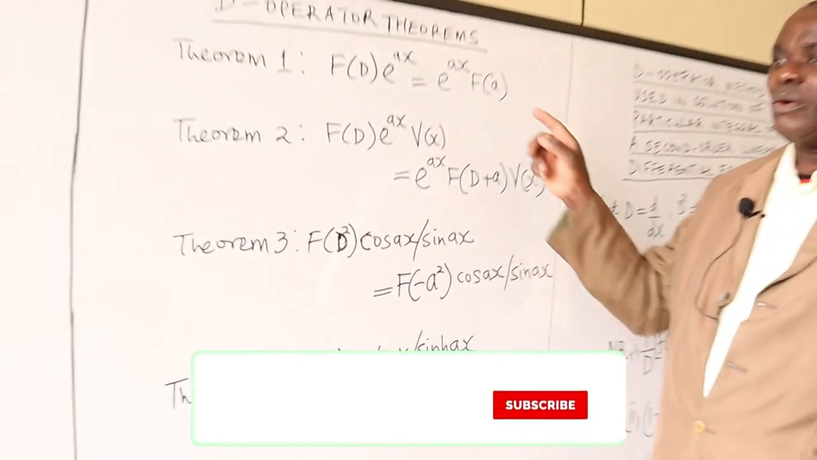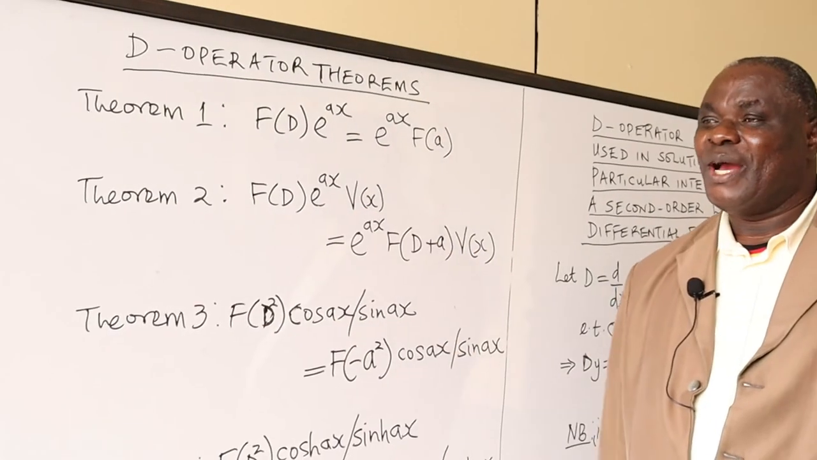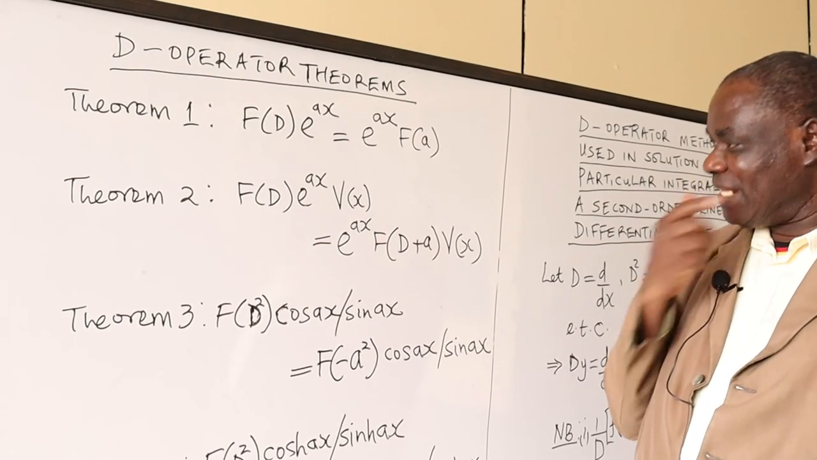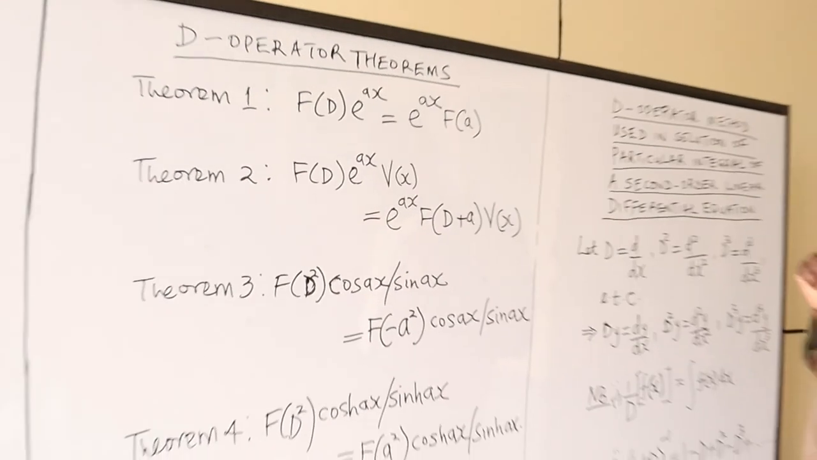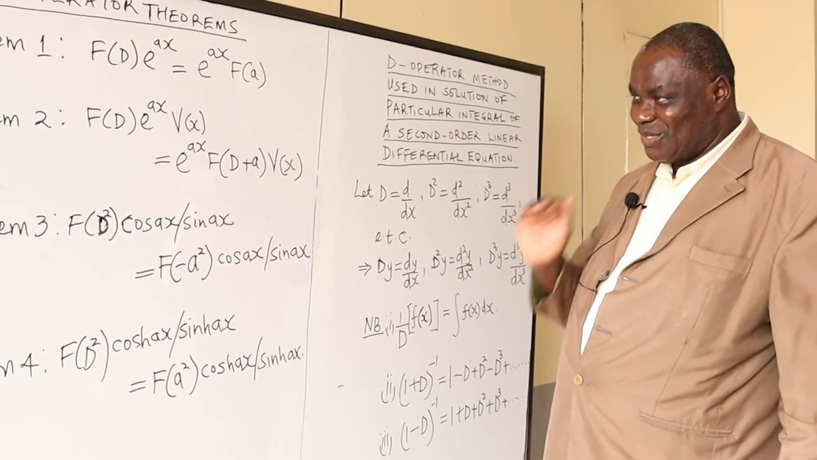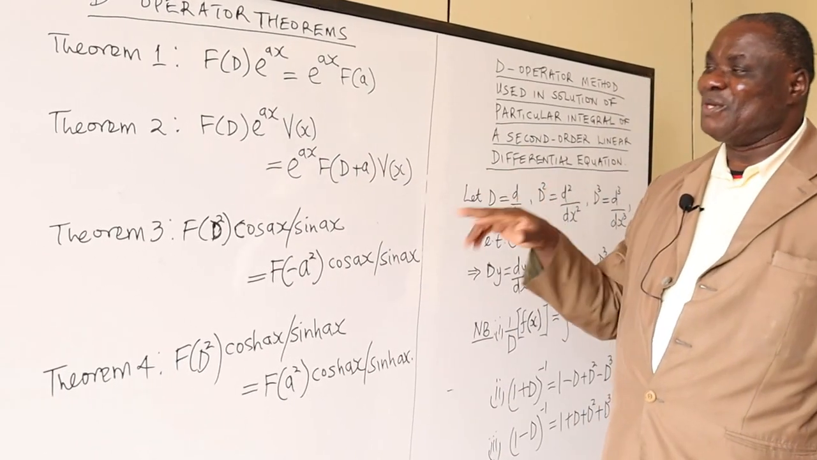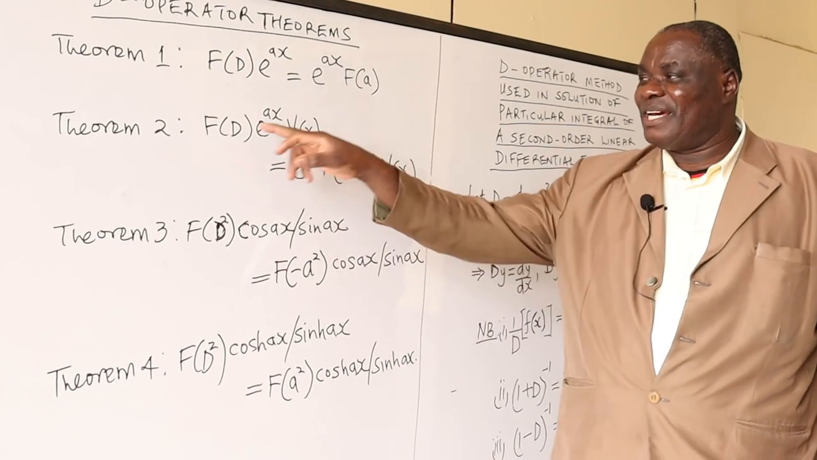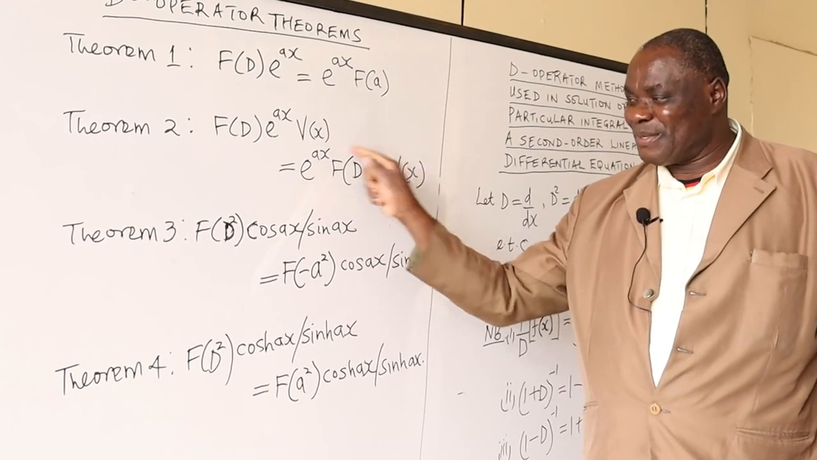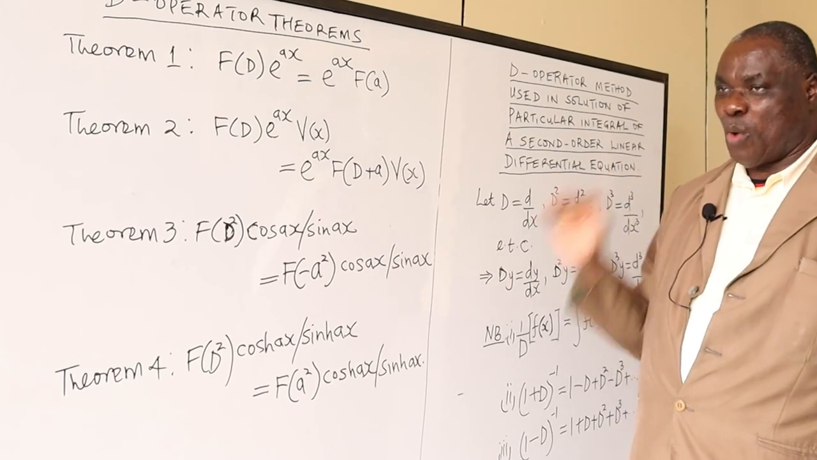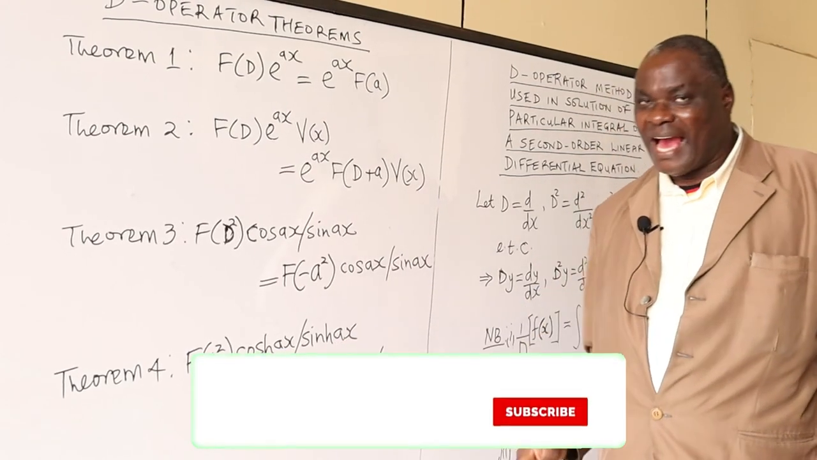Normally, when theorem 1 fails, we always check if theorem 2 can work. If theorem 1 fails, then theorem 2 must work. Always, if it is something involving an exponential, that is when theorem 1 fails, you use theorem 2. If an exponential is multiplying another function and the function of D is acting on it, then we use theorem 2. Theorem 3 is strictly for pure trigonometric functions. Theorem 4 is used for pure hyperbolic functions.